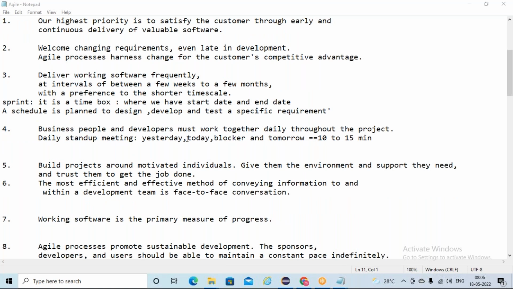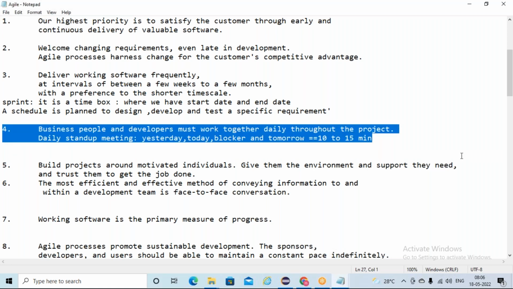Business people and developers must work together daily throughout the project. Yes, here in this agile process, daily meetings will be there. So daily you'll interact with the client people. And also within our team, the offshore team, we will have daily stand-up meetings. Daily stand-up meetings means at least 10 to 15 minutes you are going to discuss our development. All the people will be there. Developers will be there, testers will be there, business team will be there.